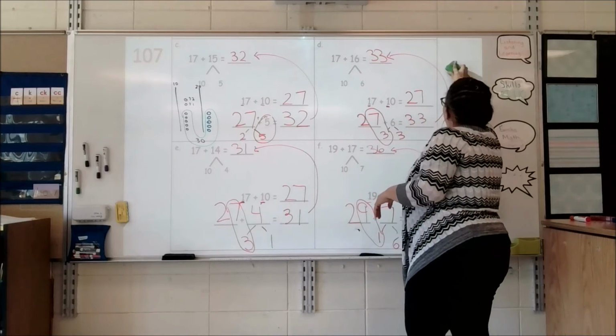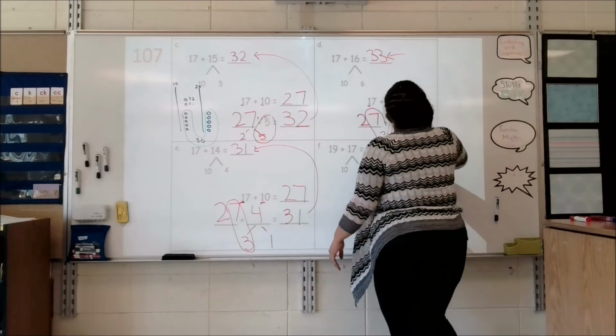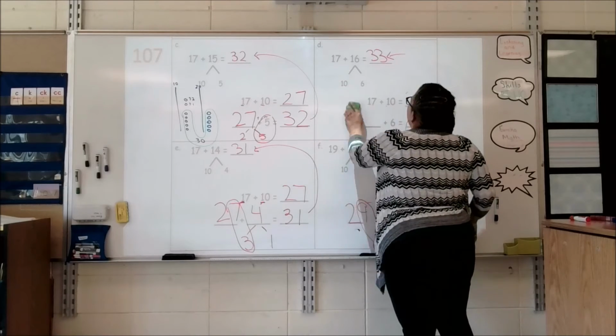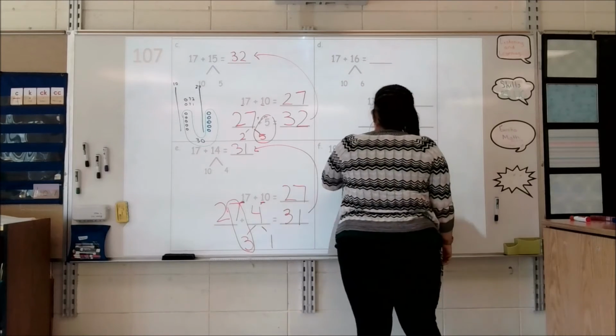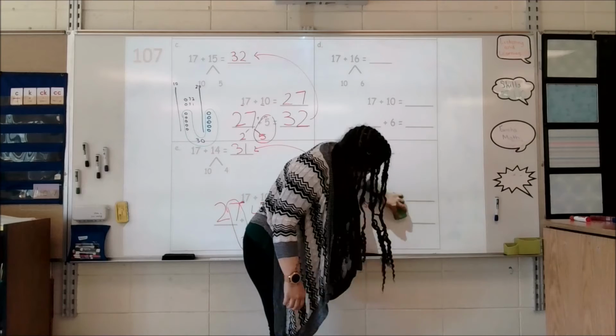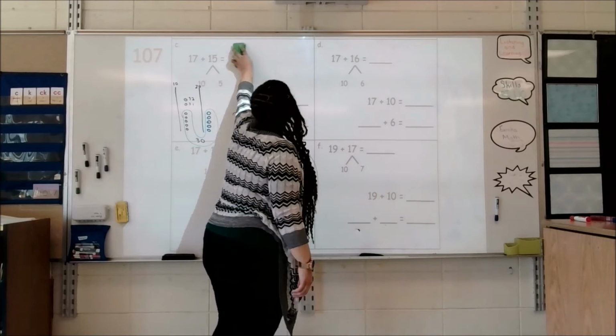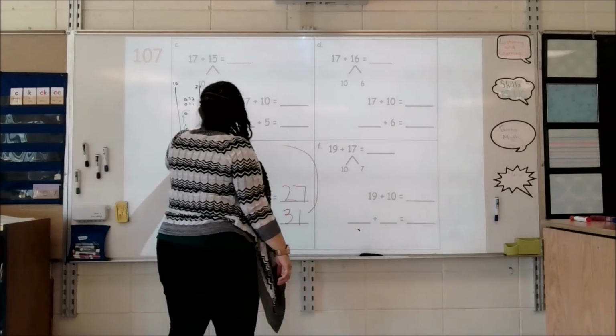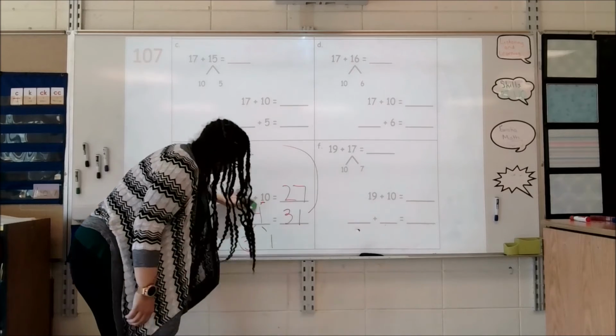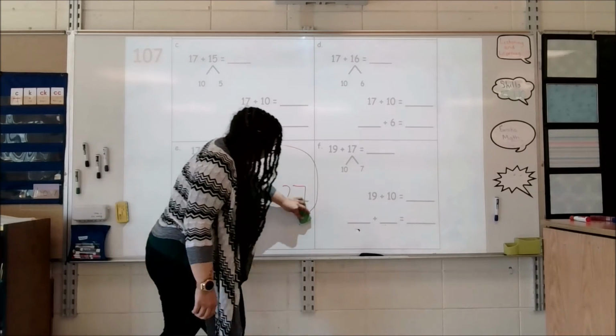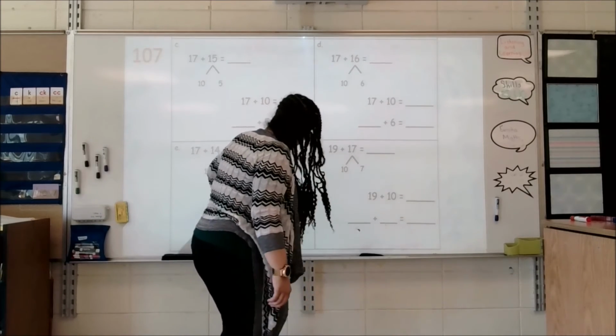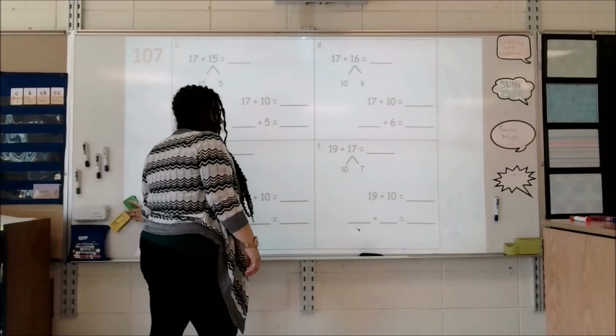All right, let's do some more. This time we did the 10s first. Now we're going to do the 1s first. But when we do the ones first, it will not be that we move all the 1s. We are going to move just enough 1s to complete groups of 10.